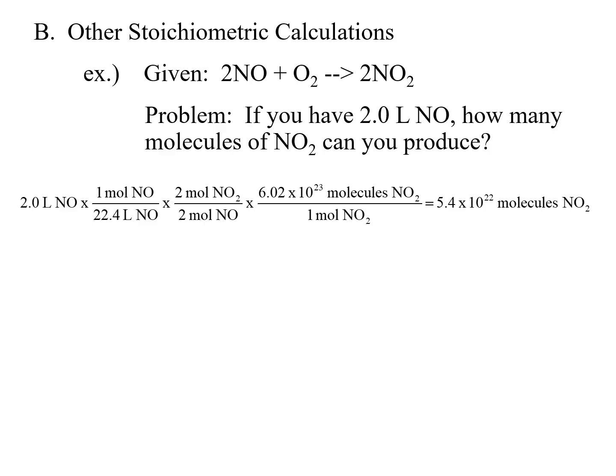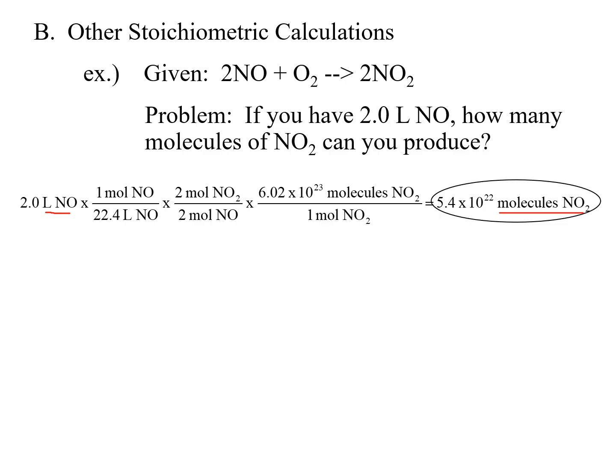You've got the beginning here, which is 2 liters of NO. That's our given, right? That's what was given at the beginning of the problem. That's what we always write down at the beginning. Then, like I always do, I write down, what do I want to go to? What's the end unit that I'm looking for? So it asks how many molecules of NO2 can you produce? So I put molecules of NO2 at the end. So I started with liters of NO. I'm trying to get the molecules of NO2.